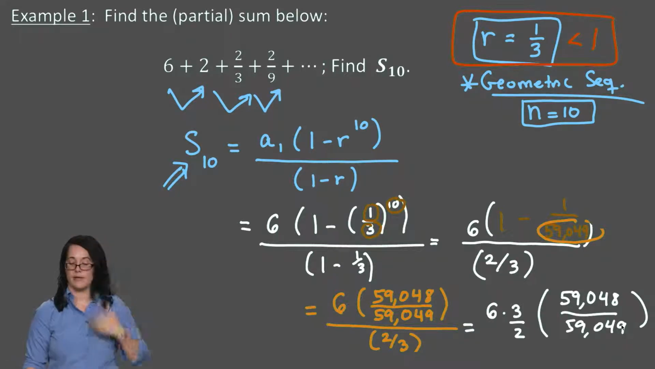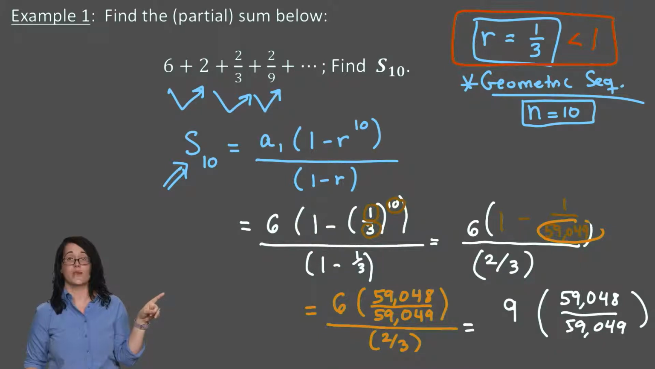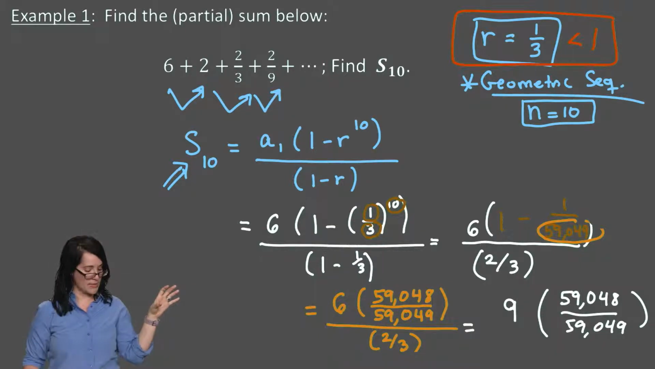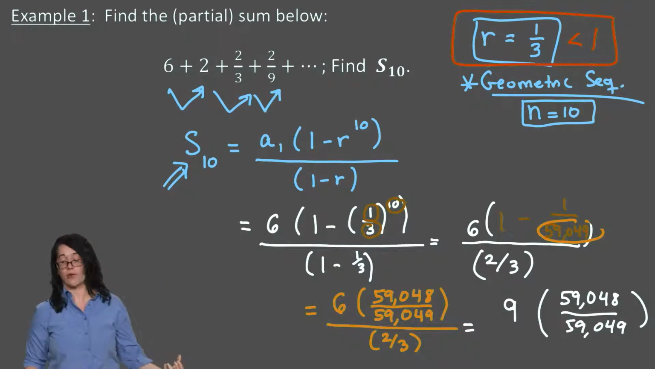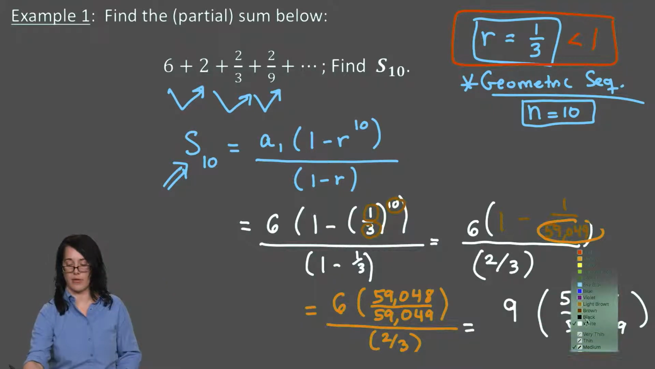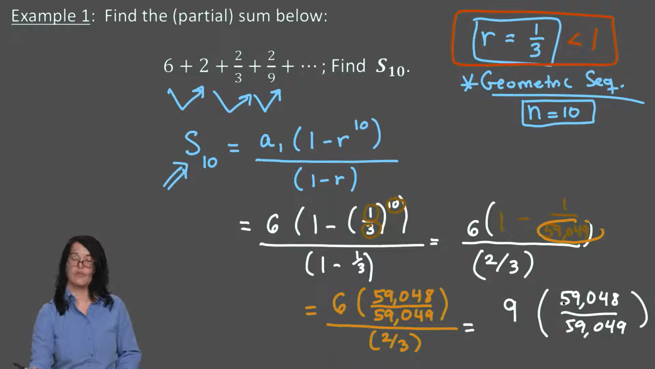So in the end, I know we're almost there, it's almost the end for this problem. We have 6 times 3, which is 18, divided by 2, which is 9. So I'm just going to write 9, if that's okay with any of you, I hope. So that's a 9. And then you have 2 choices right now. You can multiply 9 by 59,048, get a massive number. I think it's 531,432 over 59,049. But my preference, and hopefully yours too, is to always reduce when possible.